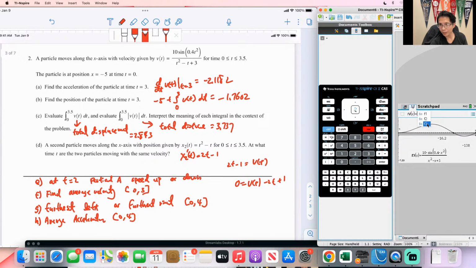Graph var F3 of x, and I want to do minus 2x plus 1, right? Why is that? I want to set the graph equal to 0. Is that in parentheses? Yeah, F3 of x minus 2x plus 1. So I'm going to graph this, and I press enter.